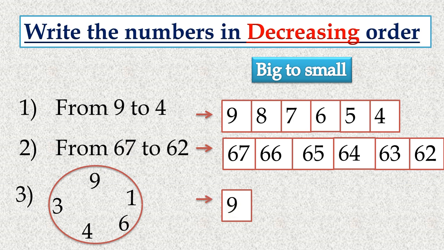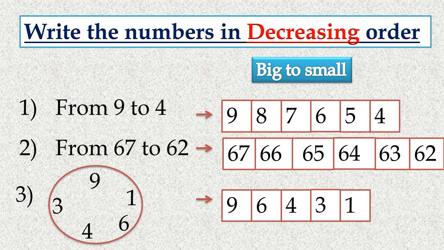The next question number is 3. Here we have 5 numbers, number 9, 1, 6, 4 and 3. Okay, let's try to arrange these numbers in decreasing order. First we want to find the biggest number from these numbers. Okay, that is number 9. Number 9 is the biggest number from these numbers. So first we want to write that number 9 in the first box. The next second biggest number is 6. The next is 4. Next is 3. The last we want to write the smallest number 1.